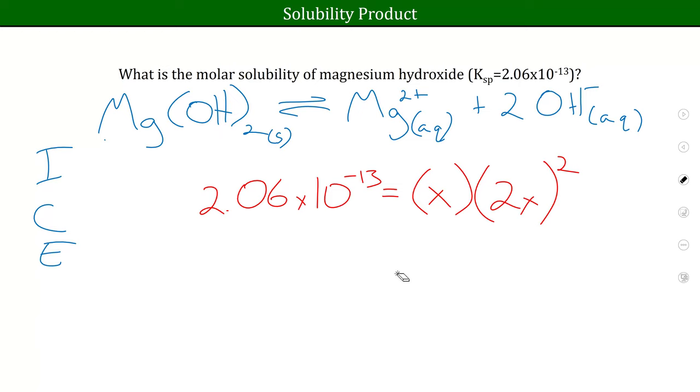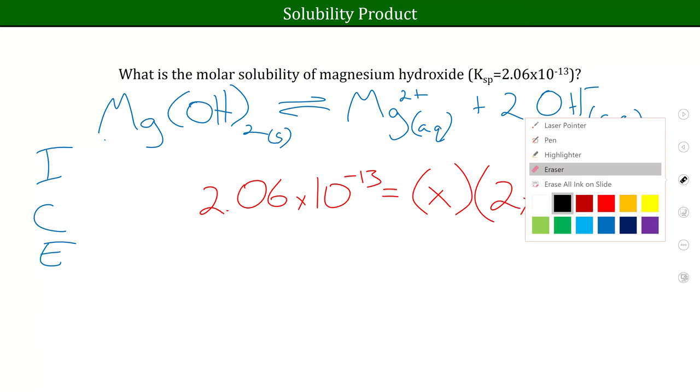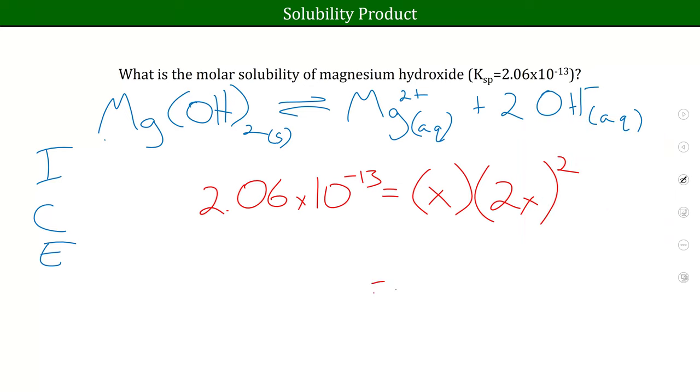So mathematically, this looks a little bit different than the one we just did, but at the same time, not really, right? We're just going to get 4X cubed equals 2.06 times 10 to the minus 13. X times (4X squared) is 4X cubed.